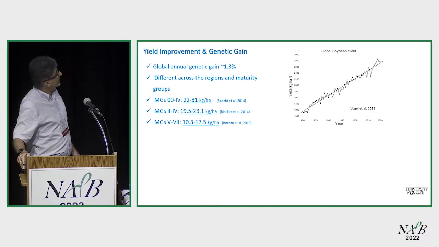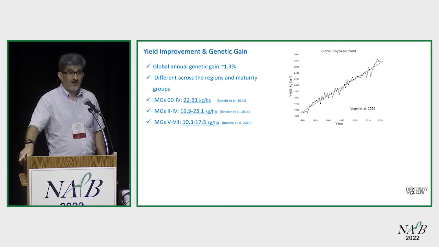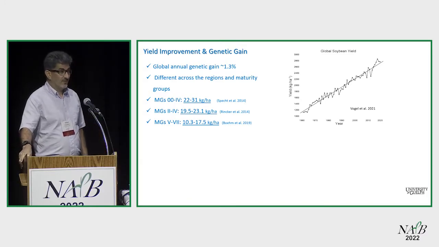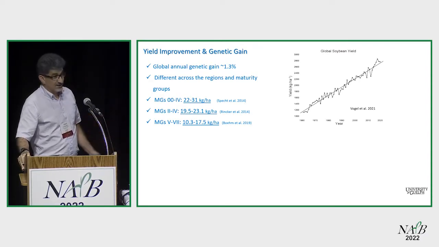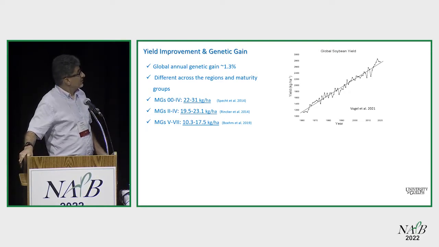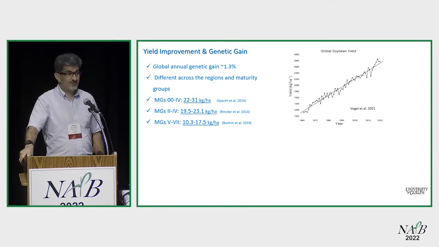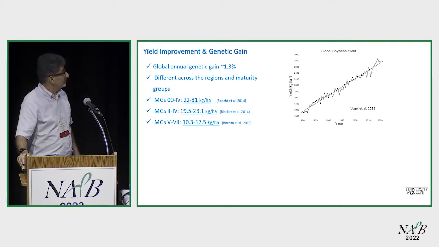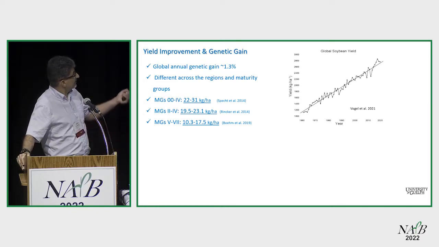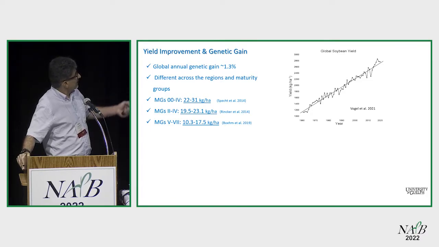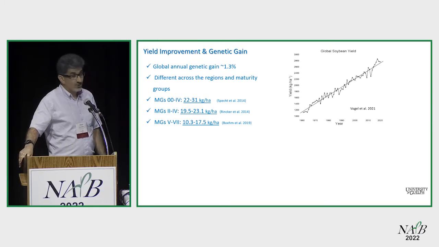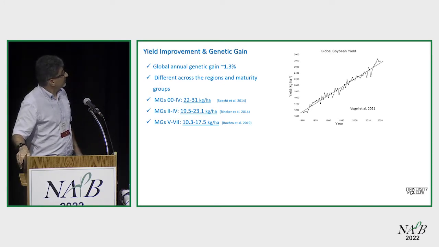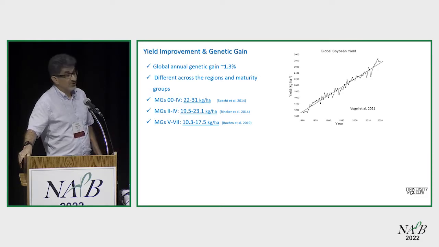But we know that genetic gain in soybean, compared to maize and even wheat, as a self-pollinated crop, is relatively low, and studies show it is about 1.3%. However, it changes from region to region and maturity zone to maturity zone. As you can see here, several studies from maturity 00 to maturity 7 show about 10 to 33 kg per hectare annual genetic gain.